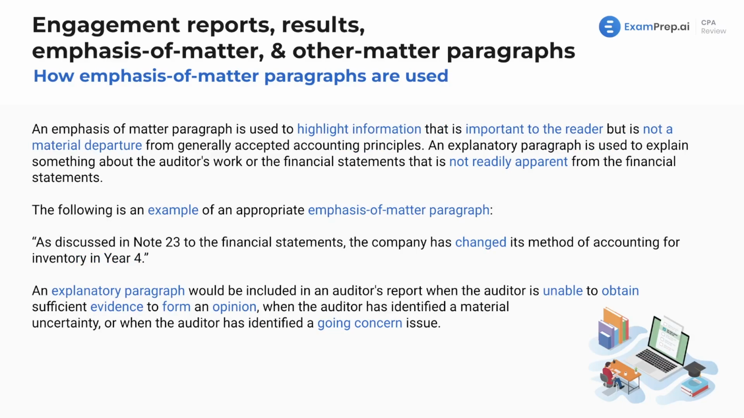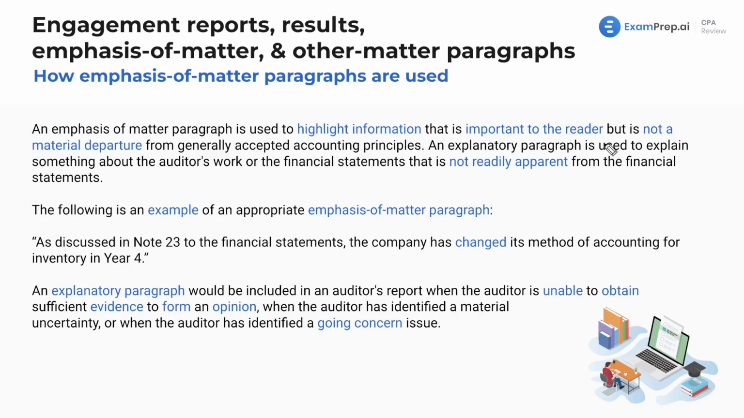Now, how are these emphasis of matter paragraphs being used? Let's talk about the practicalities here. An emphasis of matter paragraph is used to highlight information that is important to the reader, but is not a material departure from GAAP. So, important key point here, we're not calling out an issue. If we were calling out a material departure from GAAP or any material issue, that would obviously modify the opinion. So this is not a cause for concern. This is just emphasizing something.